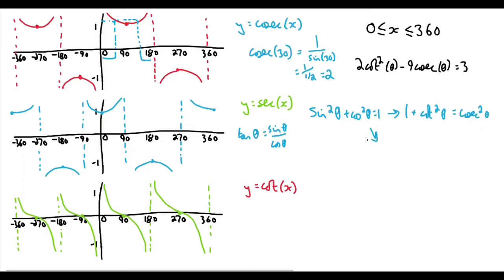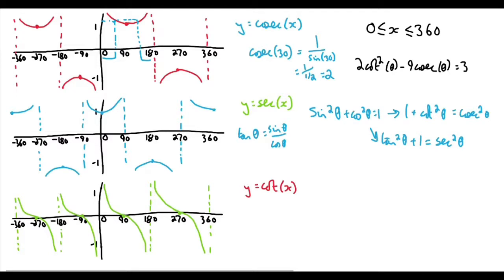Or alternatively, if we divide it by the cos squared instead, sine squared over cos squared is going to equal tan squared, and then cos squared divided by cos squared is just 1, and 1 divided by cos squared would give us sec squared. Well, in this case, we're going to look for the one that has a cot squared in it, and we'll turn it into terms of cosec.